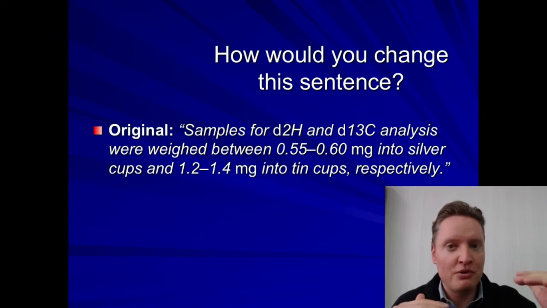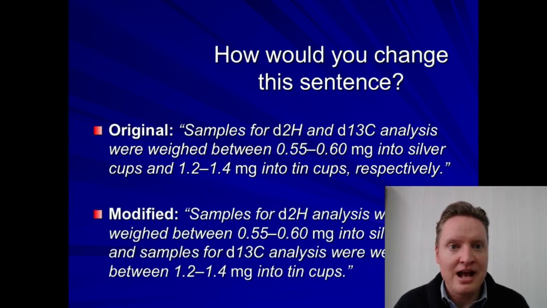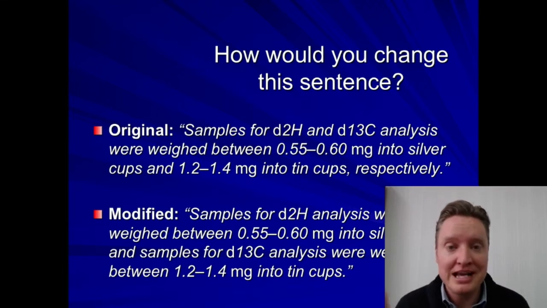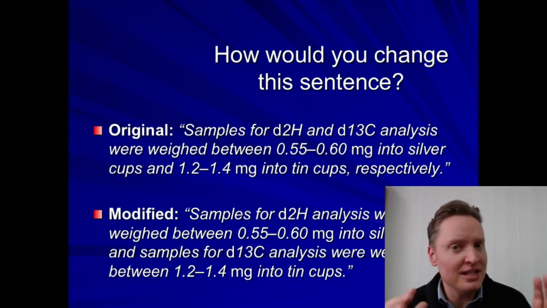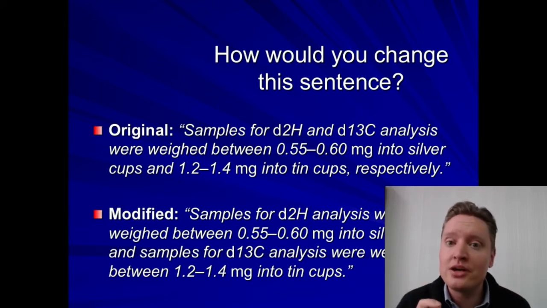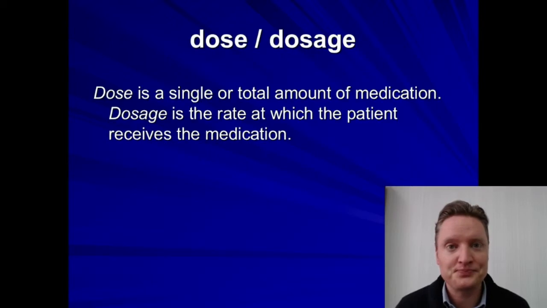We don't force our reader to match. They're going to know. So we're going to modify it so that everything is together here. These were weighed into silver cups and these were weighed into tin cups. No need to say respectively in our second sentence. Even though it's a little bit longer, it's a lot clearer. And even though we want to be short, our number one goal is to be clear. We won't sacrifice being clear just so we can be short, as we see here.